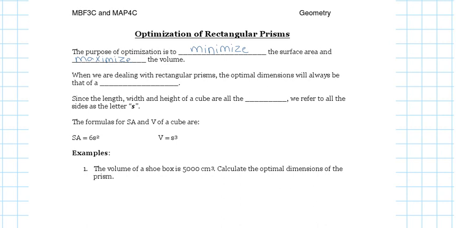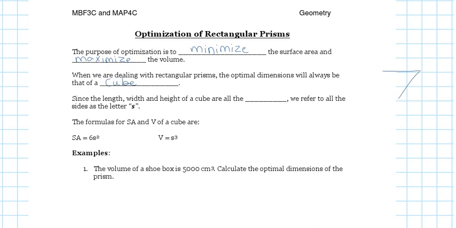And we said that when we are dealing with rectangular prisms, the optimal dimension will always be that of a cube. Now, in our formula sheets, we only have the surface area or the volume of a rectangular prism, right? The volume is length times width times height, and the surface area is 2 times the area of each side added up, right?